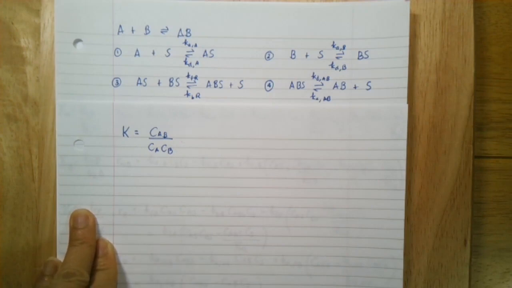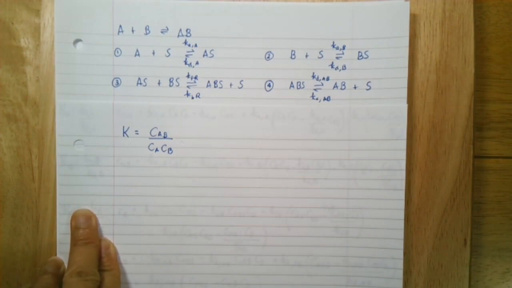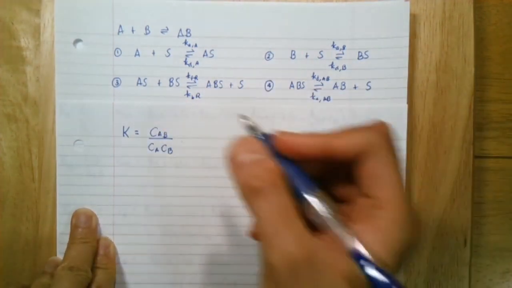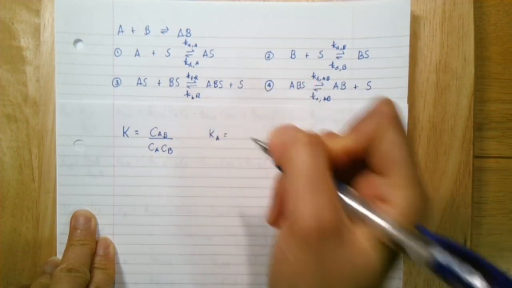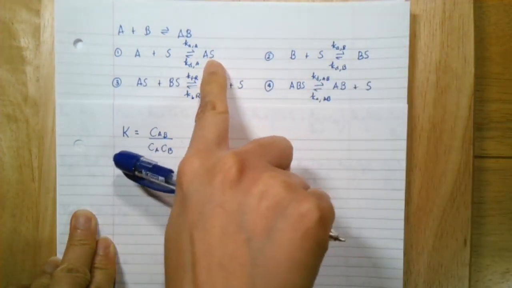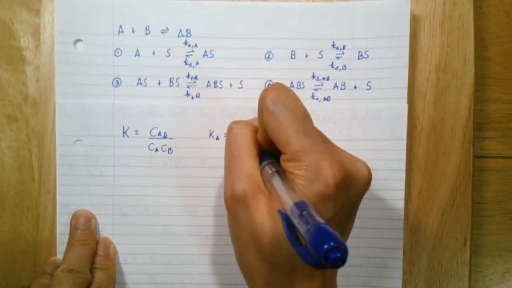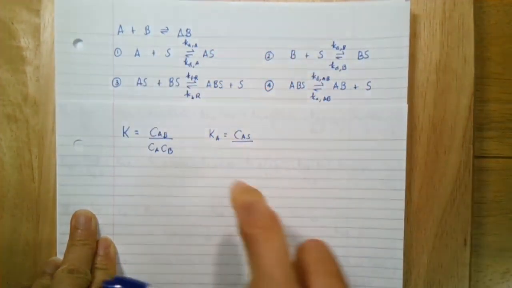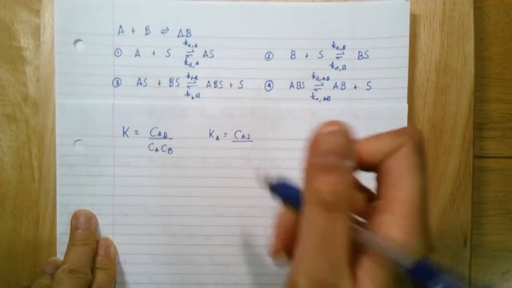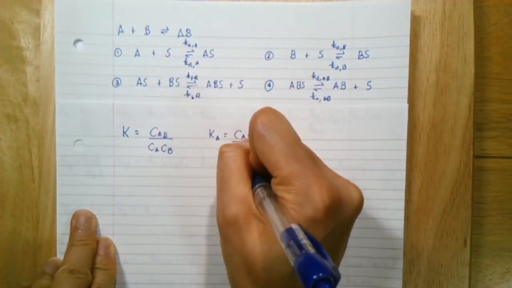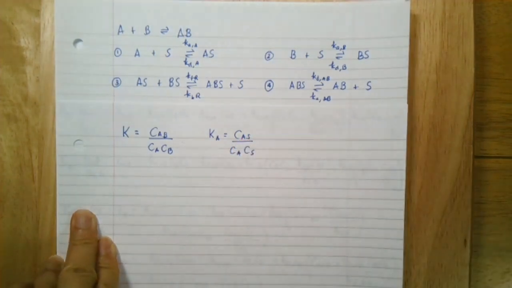Similarly, we can write the equilibrium constants of the individual steps. So we have Ka for adsorption, and that is equal to the concentration of the product in that step, which is CAS, divided by the product of the concentrations of the reactants in that step. So we have CAS over Ca times Cs.